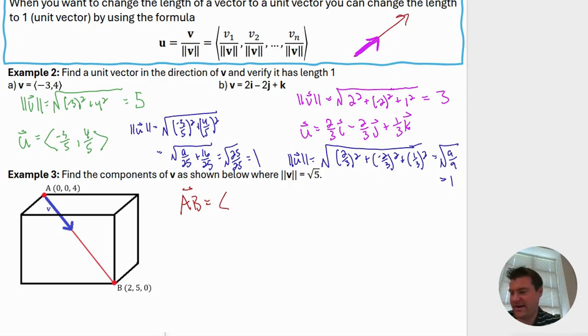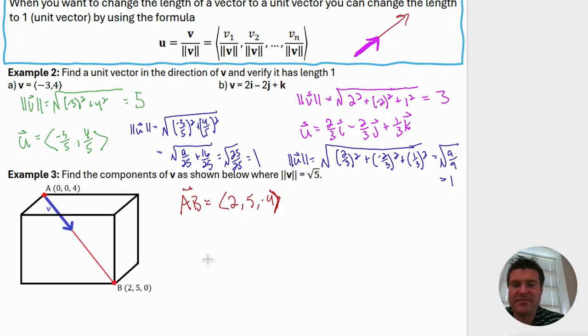I'm going to do final minus initial here. So I'm going to do 2 minus 0, 5 minus 0, and 0 minus 4. So I'm going to get 2, 5, negative 4. I'm just subtracting each of these components. Okay, so it's final minus initial: 2 minus 0, 5 minus 0, 0 minus 4.